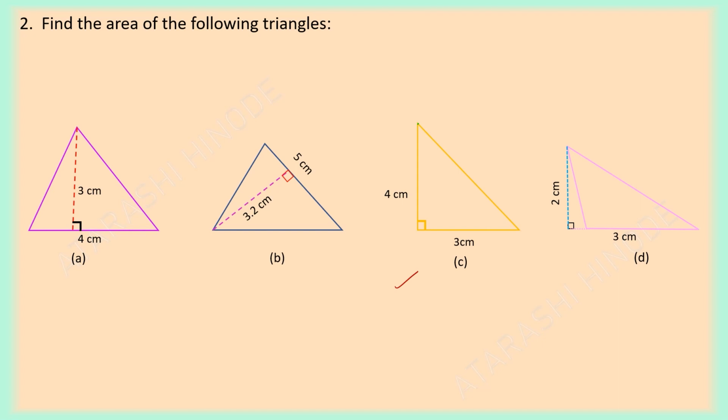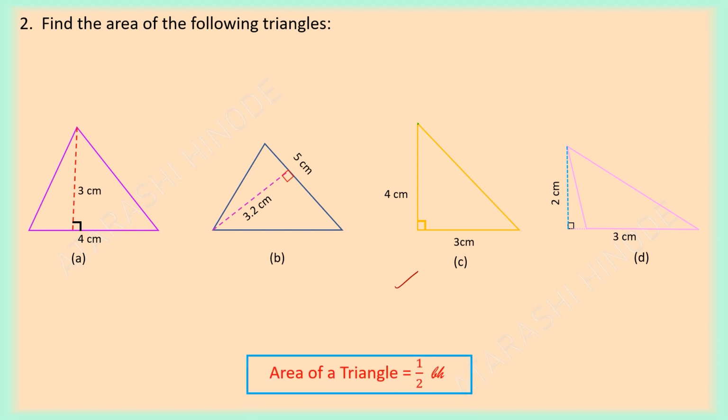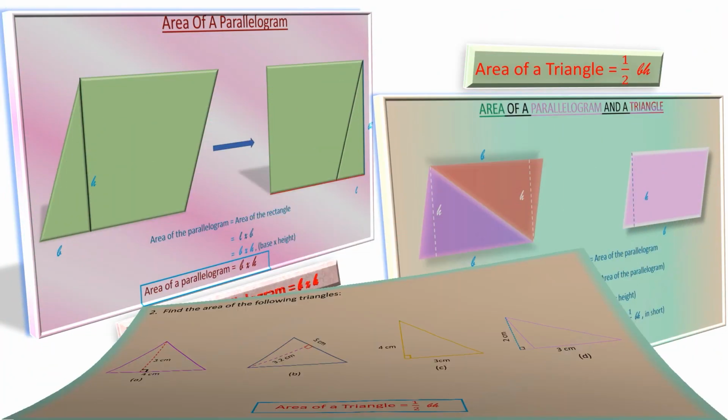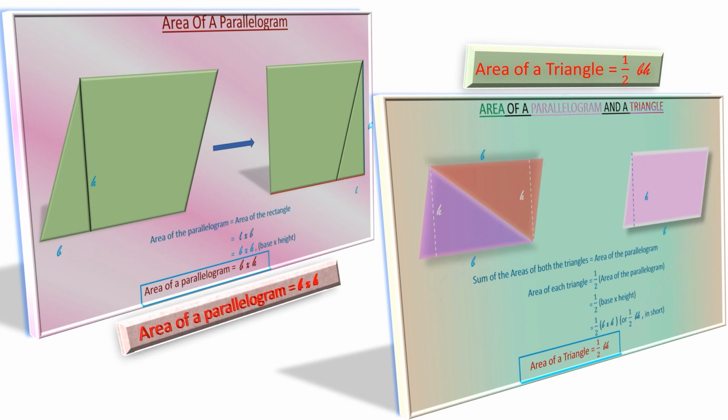What is the formula for finding the area of a triangle? It is nothing but half BH. It can also be written as B into H divided by 2, where B is the base and H is the altitude or height of the triangle. I have uploaded one video regarding area of a triangle. Try to go through that. It will be useful for you. Now let us solve one by one.